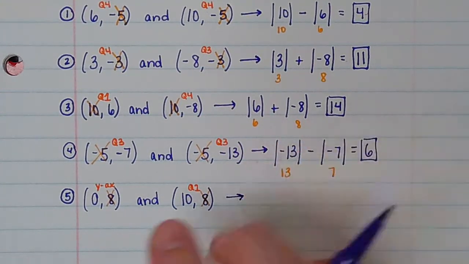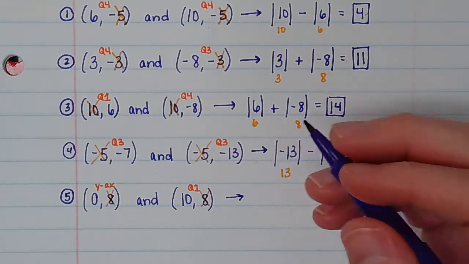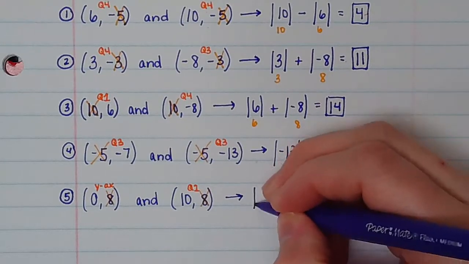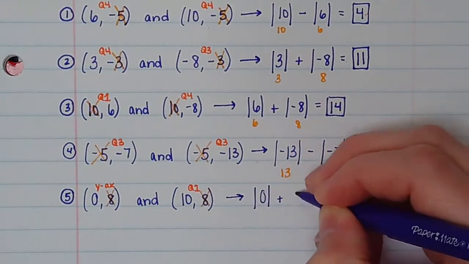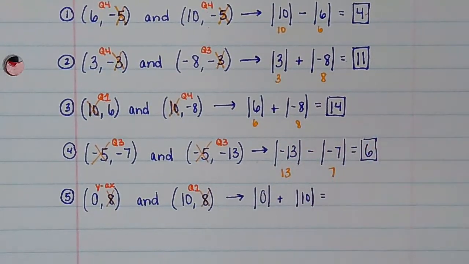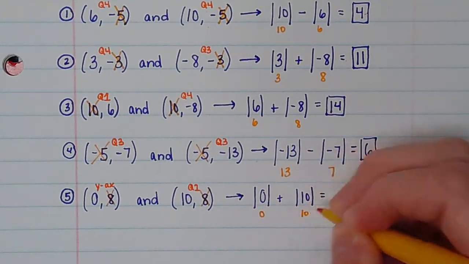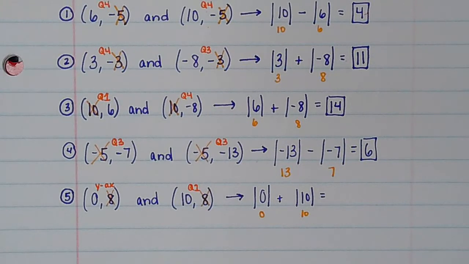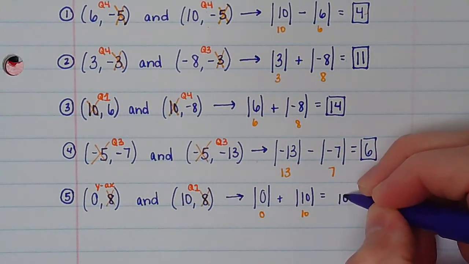So the absolute value of 0 is still 0, but we'll put it plus the absolute value of 10. So like we said, this is 0, this is 10. So my distance is still going to be 10.